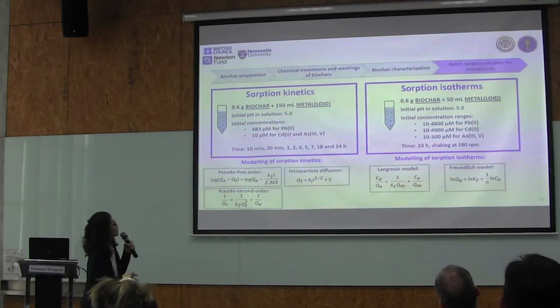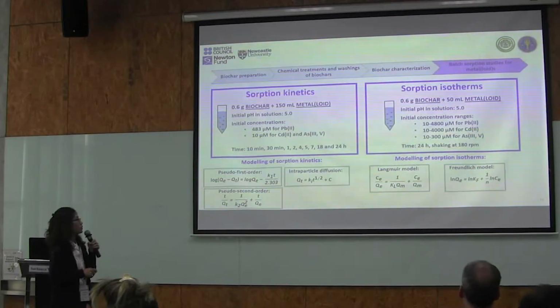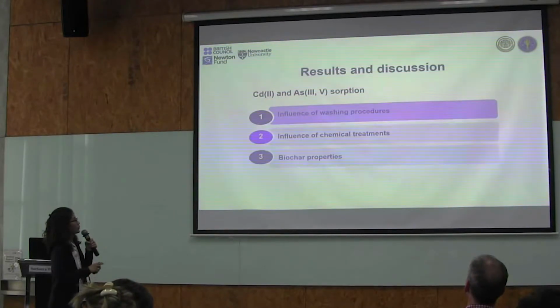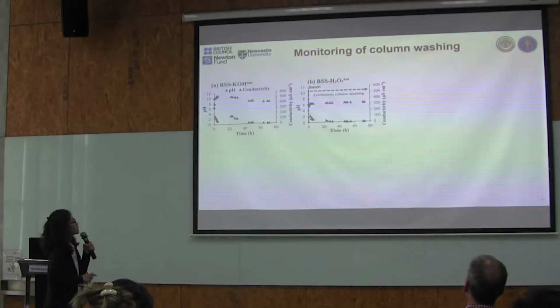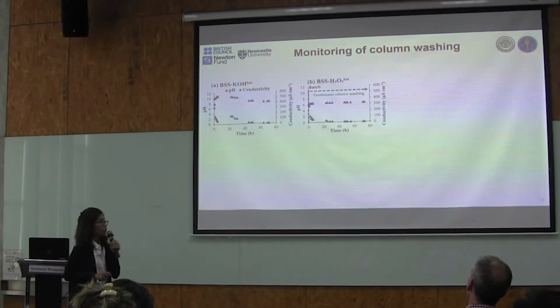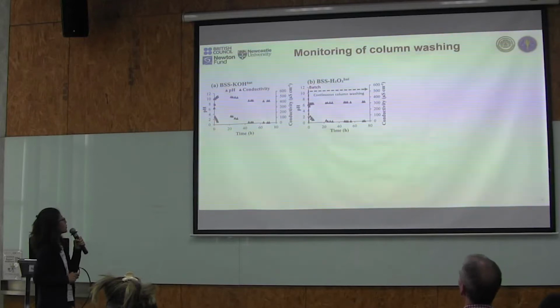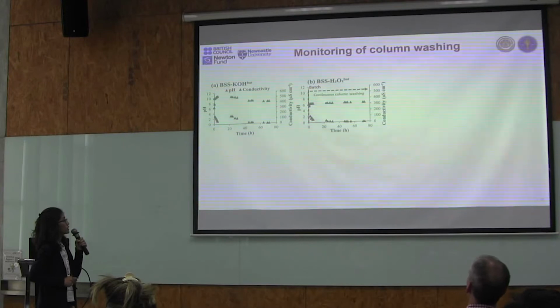And now here is just the information about the experiment for the sorption, kinetic and isotherm. To move to the result. So this is the monitoring of the column washing. This figure shows the evolution of the pH and conductivity along the washing time. At the beginning, it is the batch wash, and after we wash along the time. So at the end is column wash.